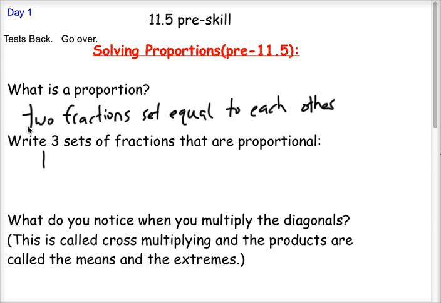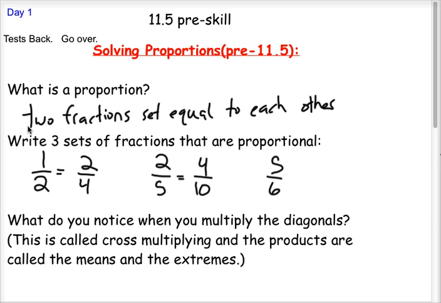So what that means is the fact that 1/2 is the same as 2/4. 2/5 is the same as 4/10. 5/6 is the same as 15/18.